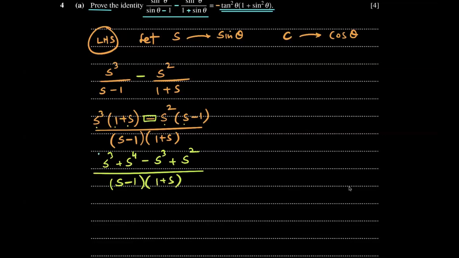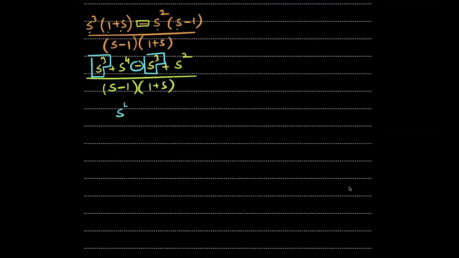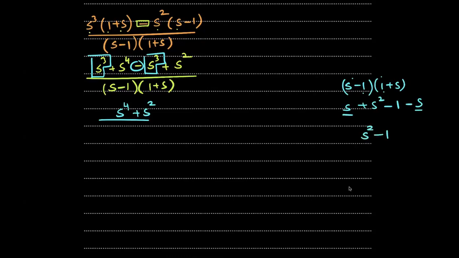Now, first of all, this cubic term and this cubic term over here get cancelled, and we are left with S4 plus S square, and what's in the denominator? Let's simplify it out. S minus 1 is multiplying with 1 plus S. S into 1 is S. S into S is S squared. Minus 1 into 1 is minus 1. And this is minus S. So these two S will cancel out and we are left with S square minus 1. So this is divided by S square minus 1.